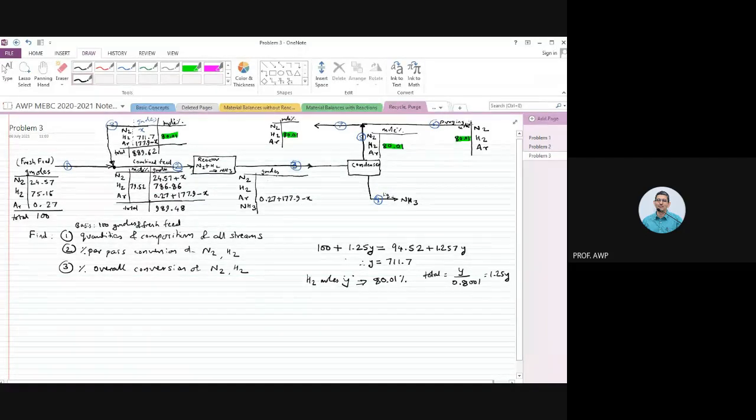Now we can say something about percent per pass conversion. That's not known to us. So we can assume some variable, as number of moles of nitrogen reacted or number of moles of hydrogen reacted. Let's assume this variable as some P. Then we can write nitrogen in terms of P, hydrogen in terms of P, ammonia in terms of P. So now we will have two unknowns again, P and x.